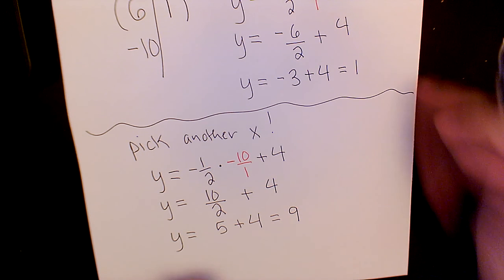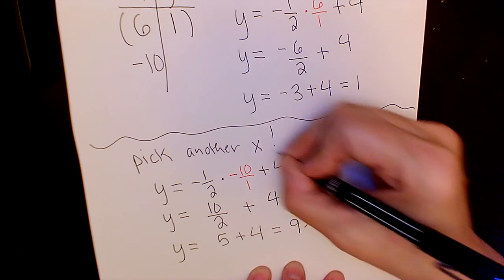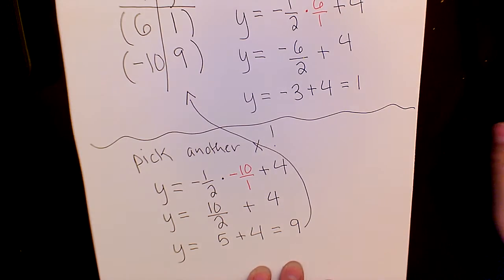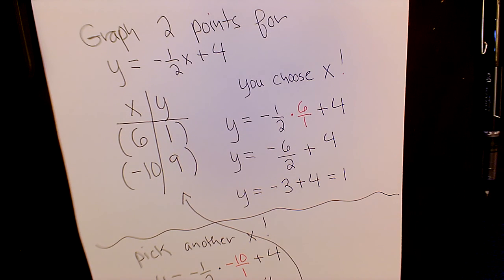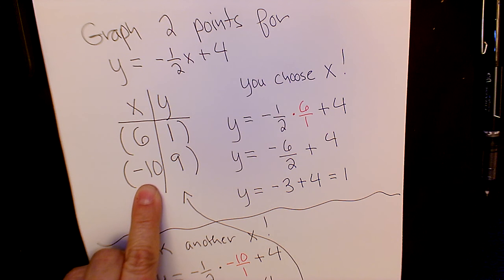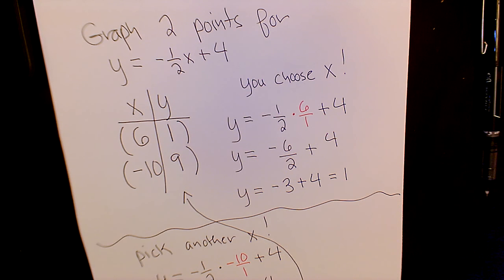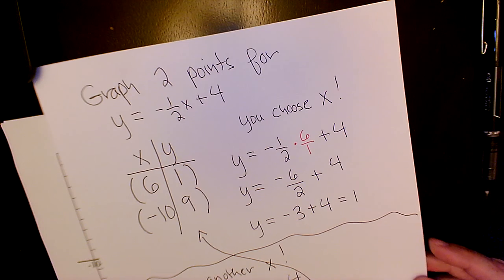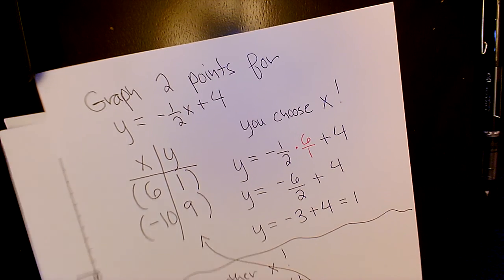So my y is 9. So I'm going to put this 9 in my table. So here's another point that satisfies my equation y equals negative half x plus 4. If x is negative 10, y is 9. Okay, so I'm going to graph those two, just to give you a picture of what it's going to look like. Hawks will do it for you when you punch those in using your keypad.